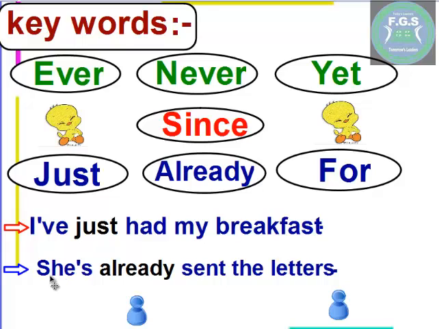The next example, she's already sent the letters. So here already is in the middle between has and the past participle sent. Okay, so just and already come in the middle between have or has and the past participle.